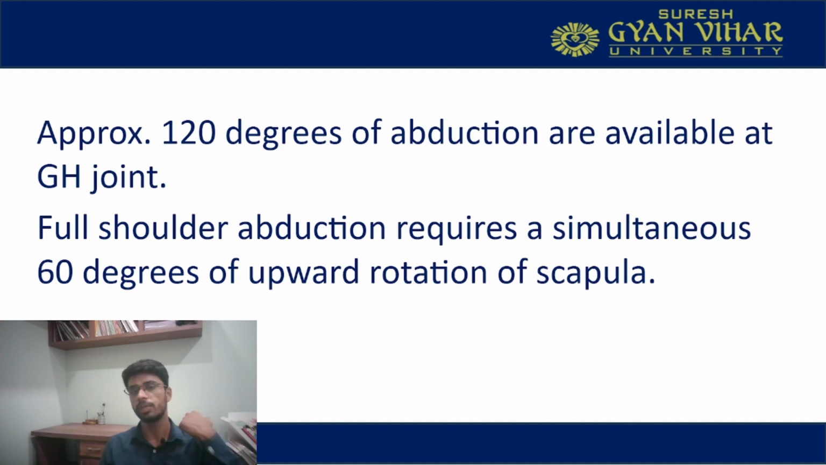And we know till now that whenever abduction is occurring at the GH joint, the scapulothoracic joint must upwardly rotate in order to accommodate the abduction. You see by yourself also, whenever you are abducting, your scapula is going in the upward direction. Upward rotation is happening at your scapula, which means 120 degrees of abduction is coming from the glenohumeral joint, and the rest of the 60 degrees is coming from the scapulothoracic joint upward rotation.